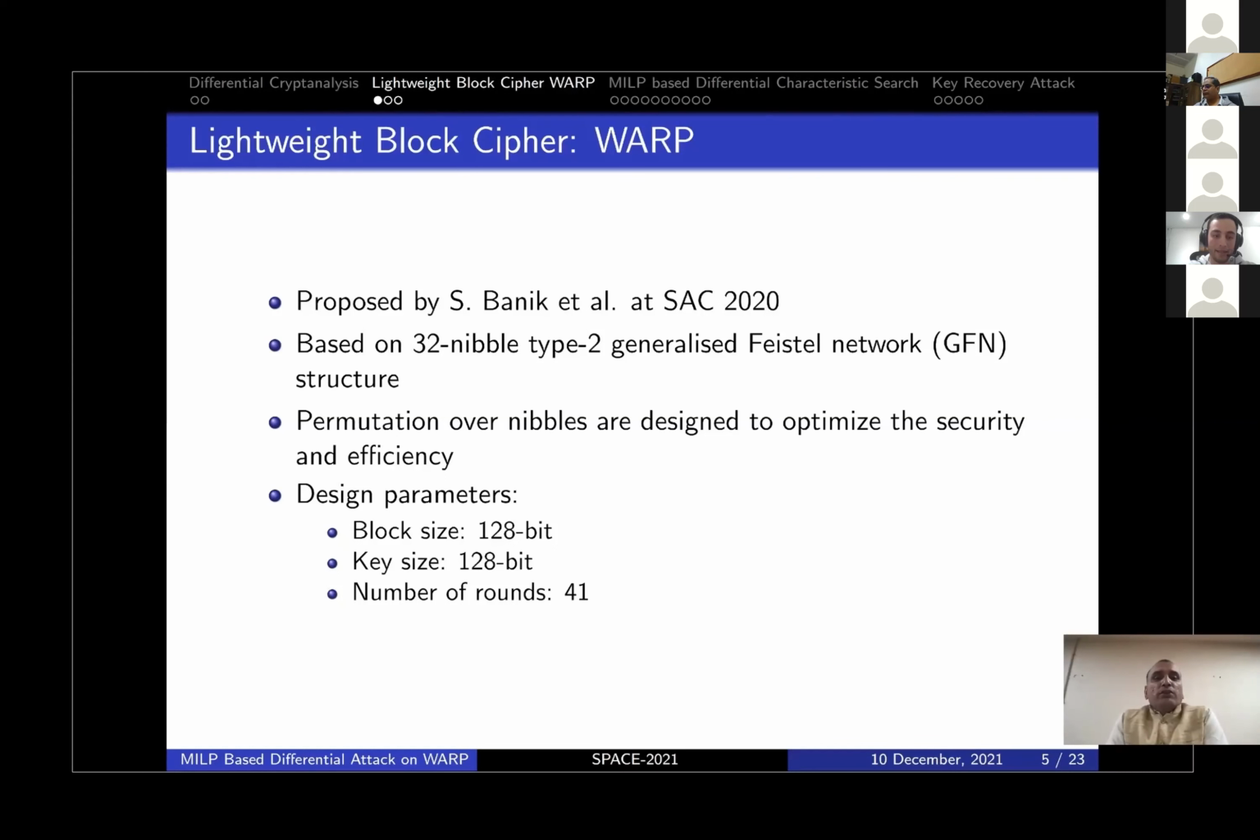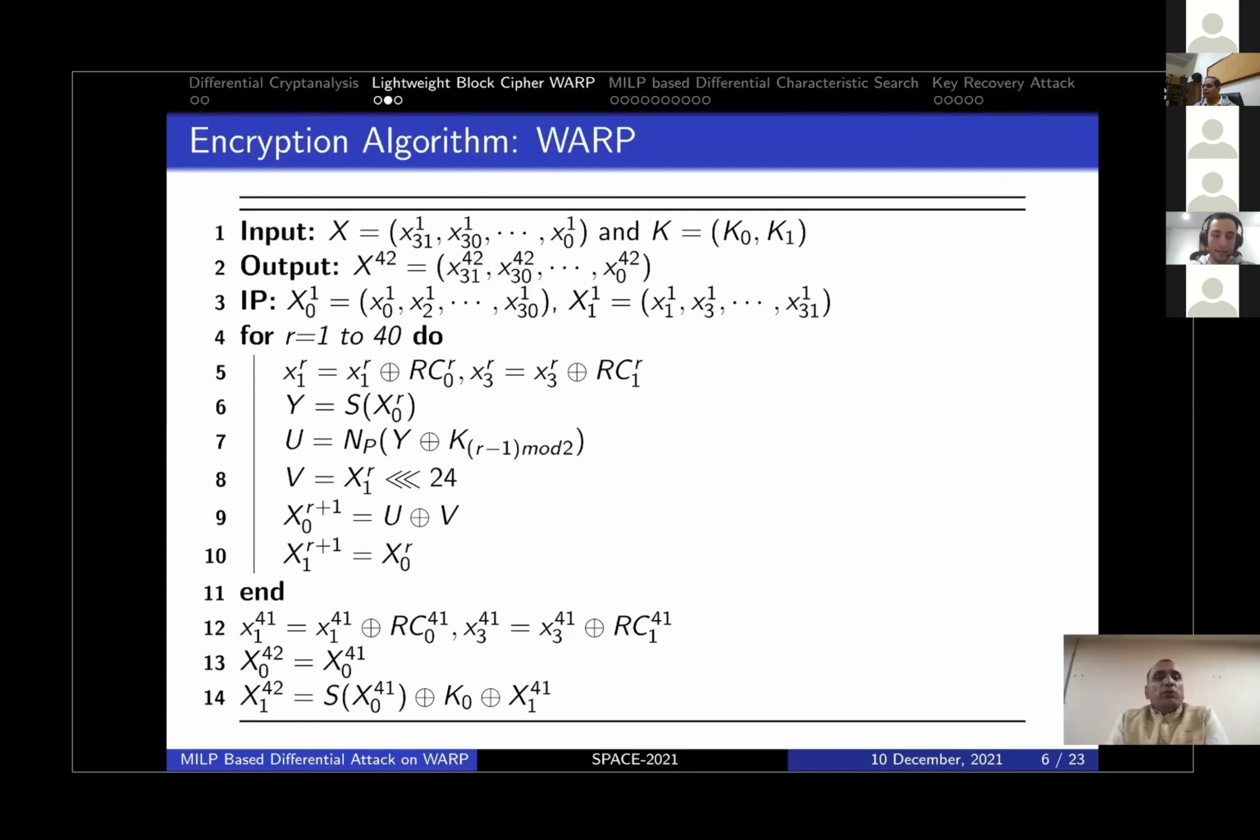The designers of WARP explain this design in various equivalent forms. We explain the LBlock-like equivalent form of WARP, where the 128-bit block is divided into 32 4-bit nibbles. There is no key scheduling algorithm in WARP. The 128-bit key K is divided into two 64-bit keys K0 and K1. In odd numbered rounds, key K0 is used, and in even numbered rounds, key K1 is used.